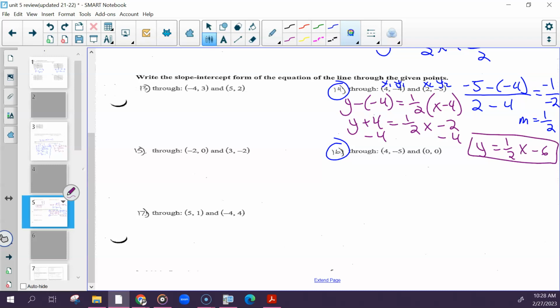So y equals 1/2 x minus 6 would be our equation for that. Questions on that?